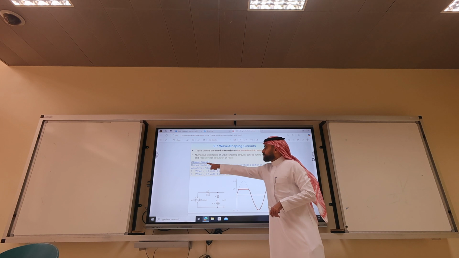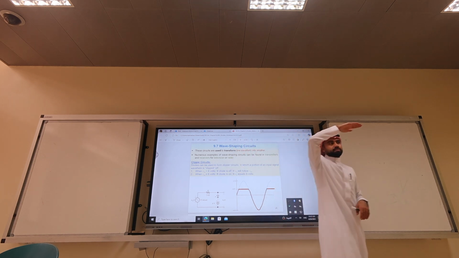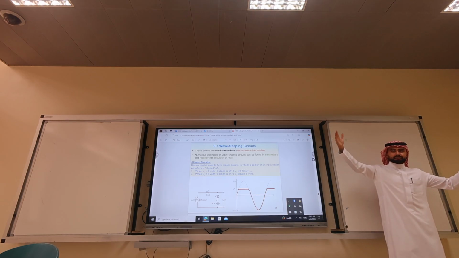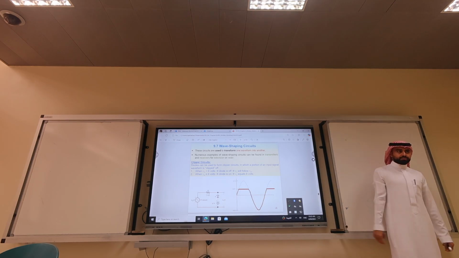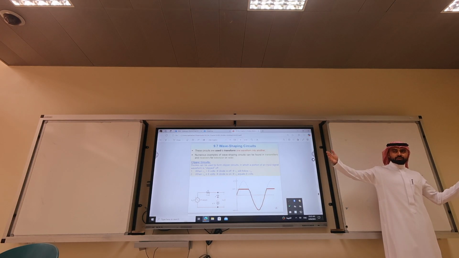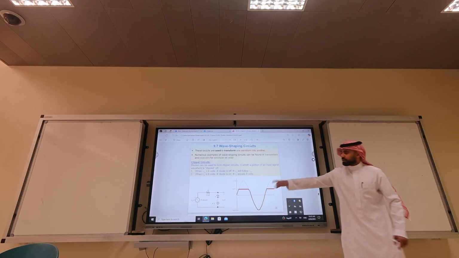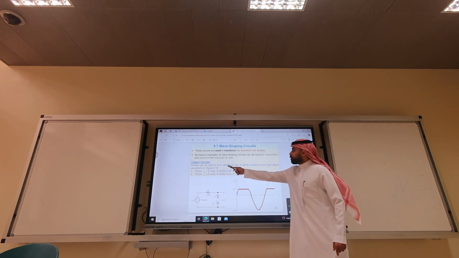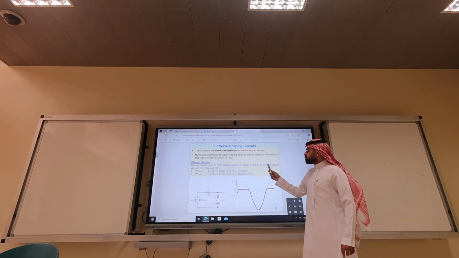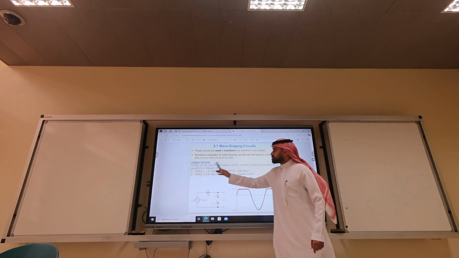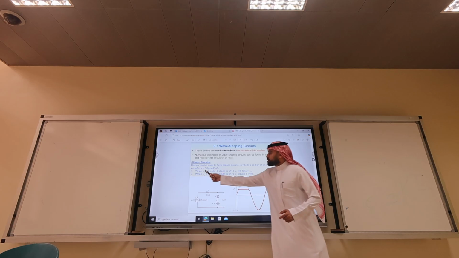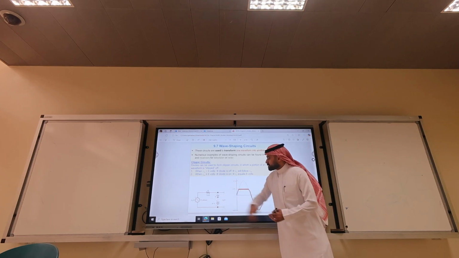One simple example is the clipper. You clip the circuit, crop the circuit. Like when you clip a video, you cut it. Same here, you clip the voltage. So diodes can be used to form clipper circuits in which a portion of the input signal is clipped off, cut it, okay? Let's look at this circuit.